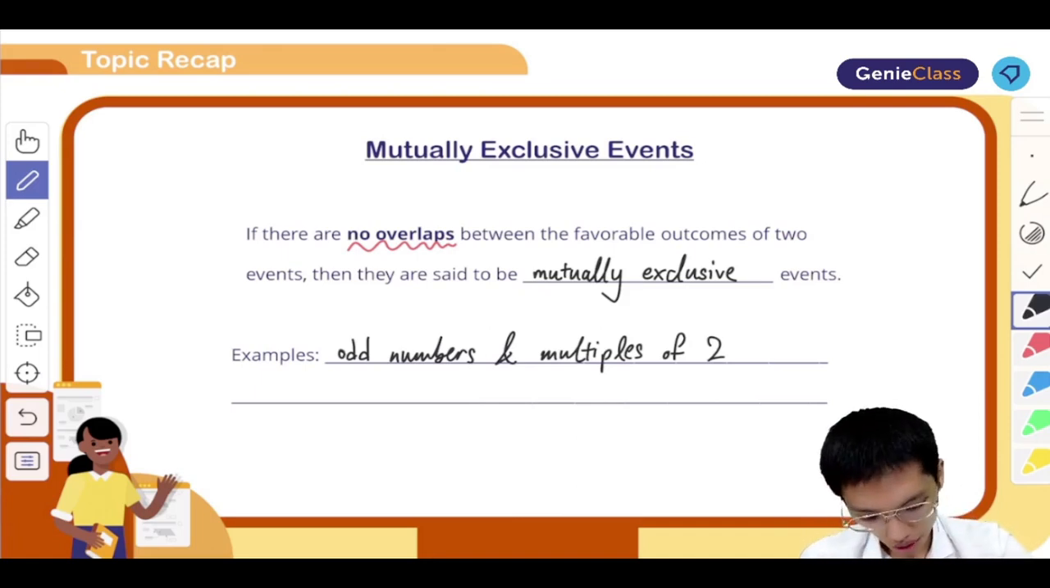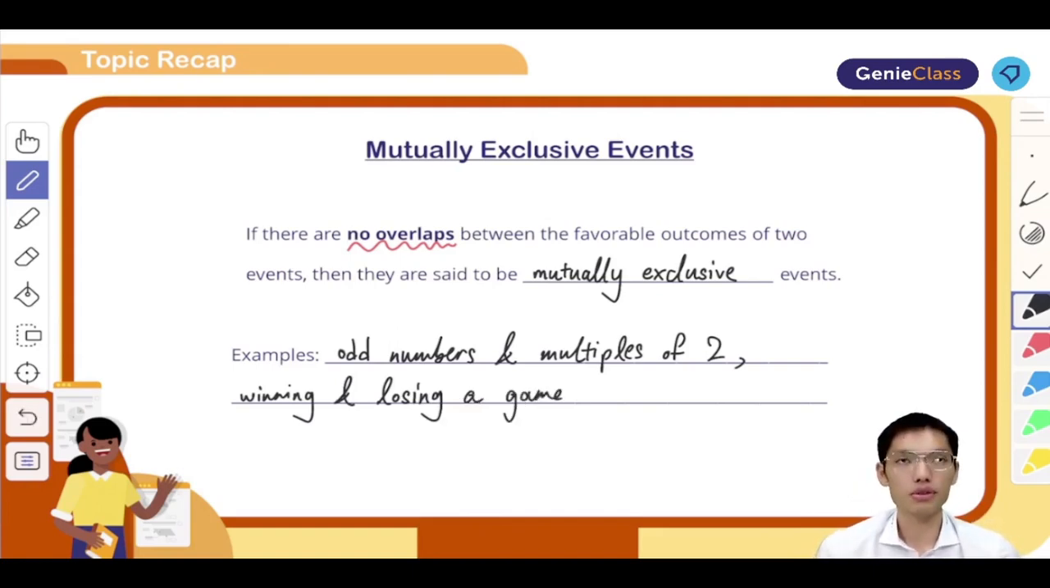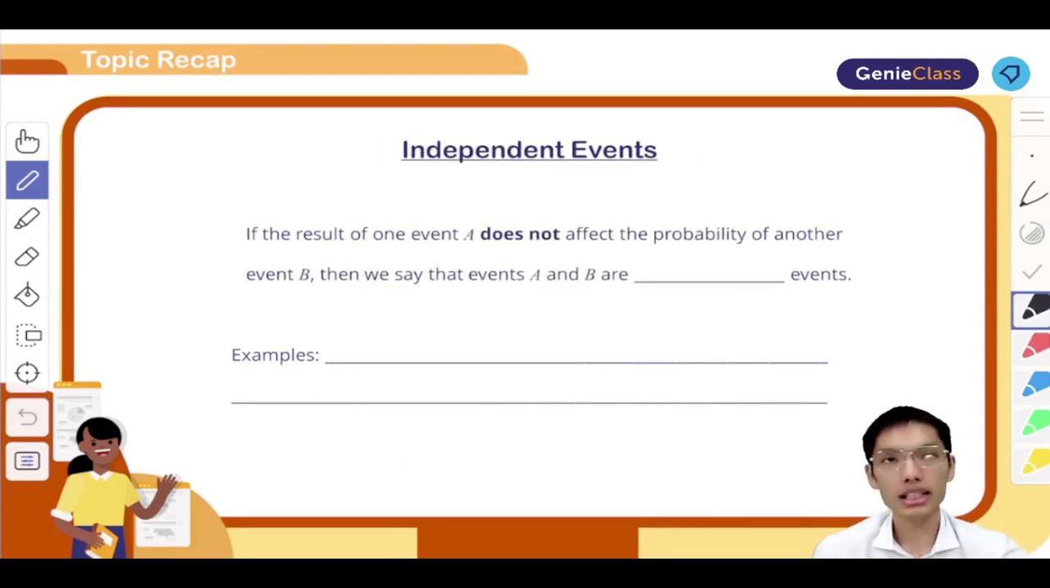And next up also, you can either win a game or lose a game. There is no common thing that's happening here. You can win or lose. So again, they are mutually exclusive. So these are two examples, and in fact, there are more as well. Now, of course, mutually exclusive is just one type of event. Let's recap another one. If the result of one event does not affect another event, I say they are independent.